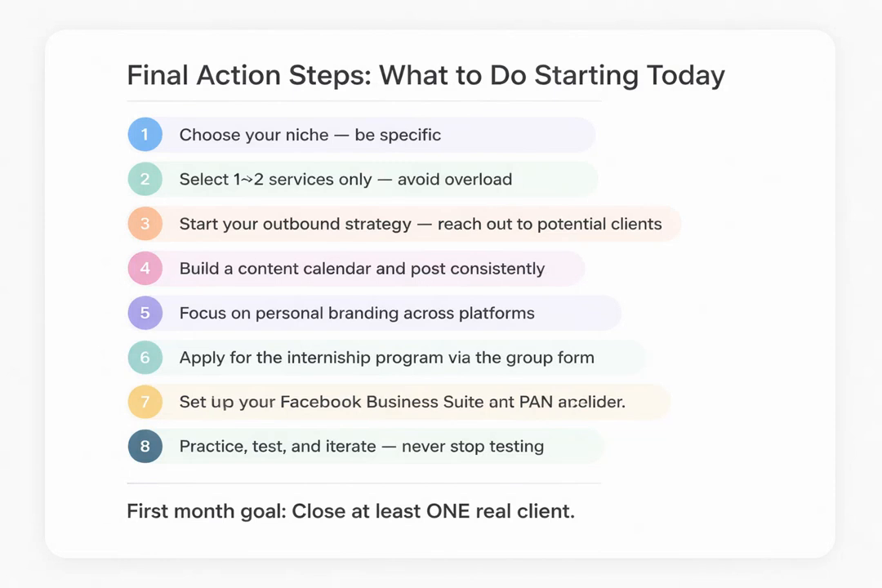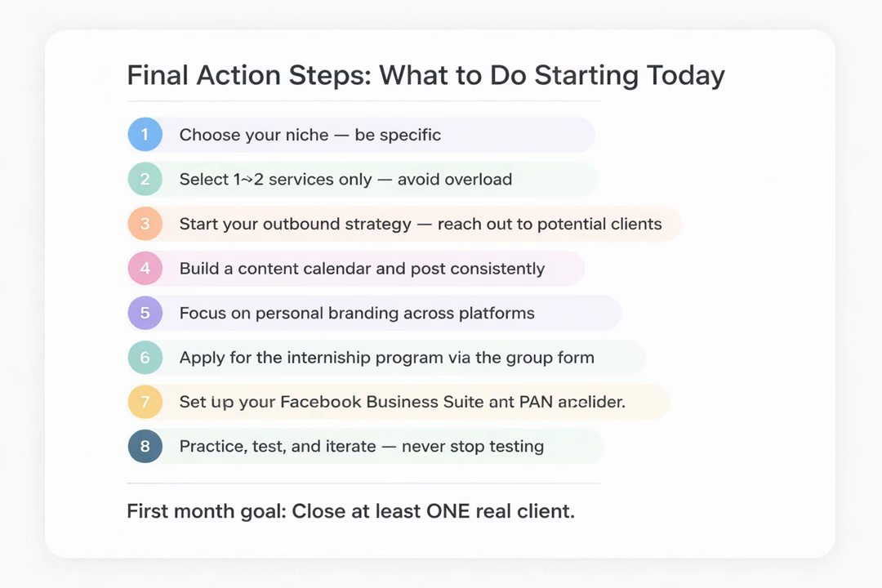So here's where everything lands, the concrete action steps to take starting today. Choose your niche, be specific about it. Pick 1 to 2 services and commit to them. Start your outbound strategy. Reach out to potential clients through personal connections or direct messaging. Build a content calendar and post consistently. Focus on your personal brand across platforms. Apply for the internship through the group form if you want real-world project experience.